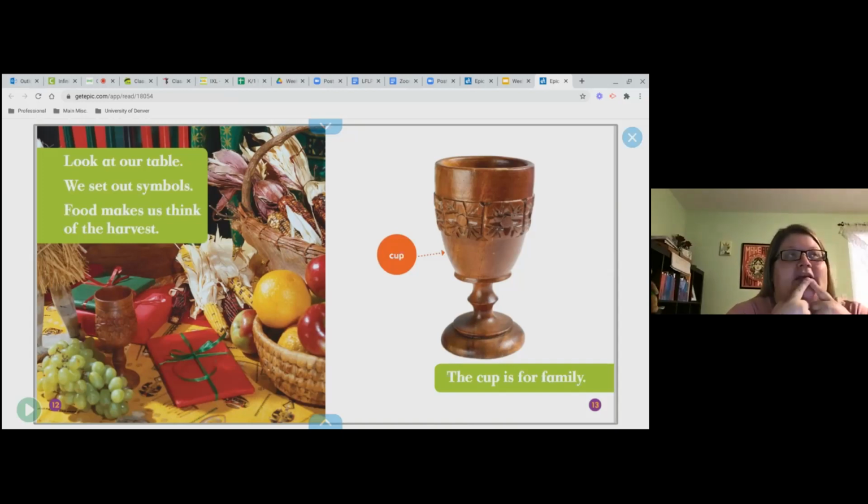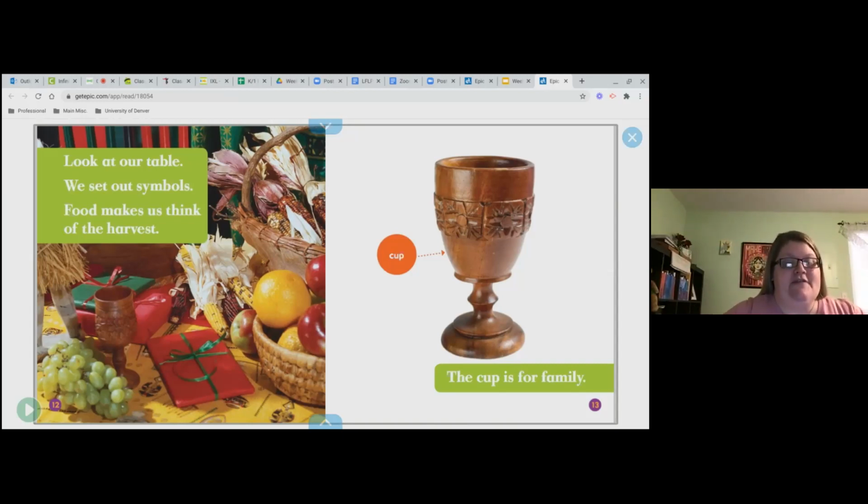Simple. In a complete sentence, they set out symbols. They do set out symbols. Food makes them think of the harvest. One of their ideas is prosperity.